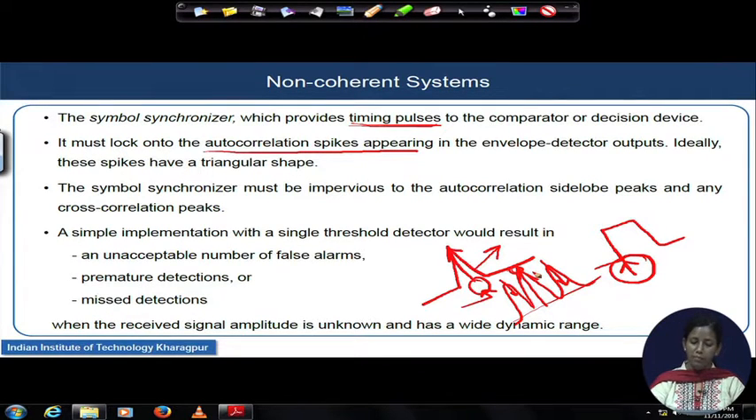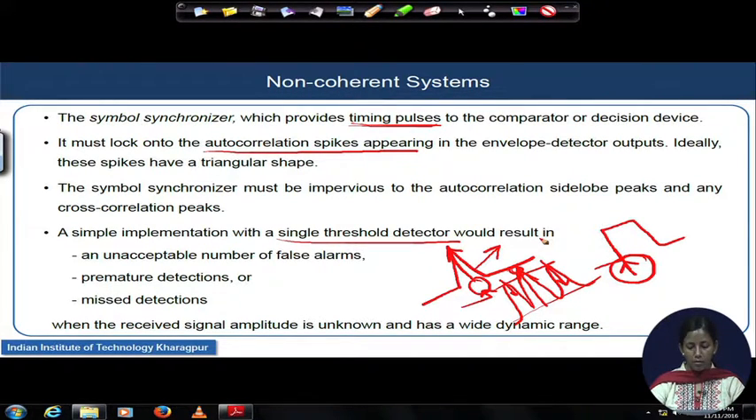A very simple implementation of this symbol synchronization is with a single threshold detector. You know what the maximum side lobe power is, so you put a threshold above that. Whenever the accumulated power crosses that threshold, you declare that there is a peak.